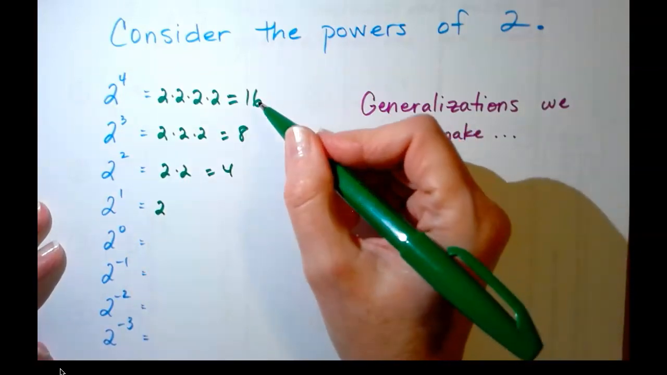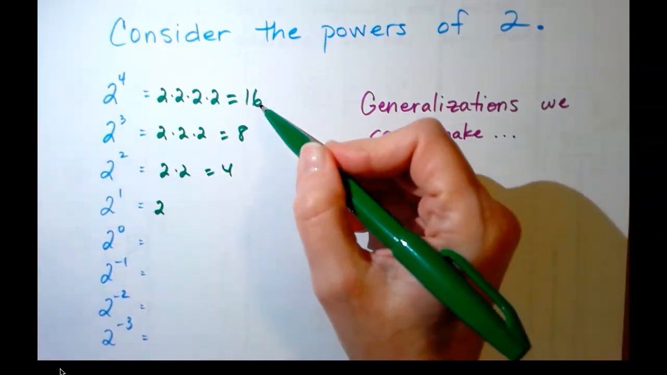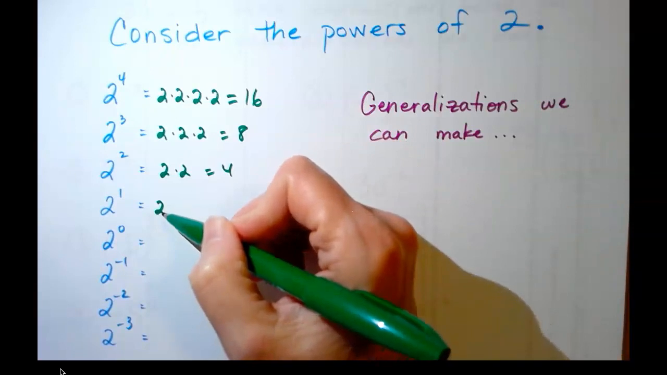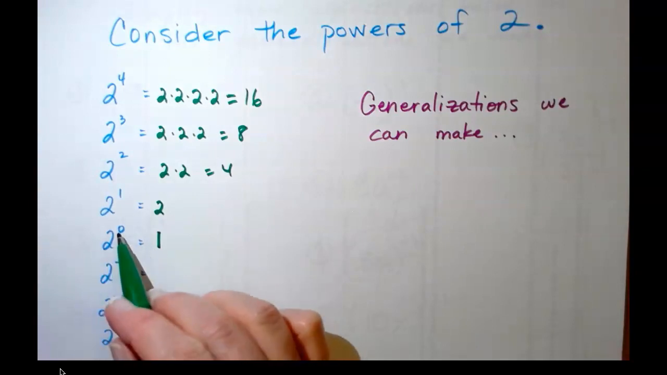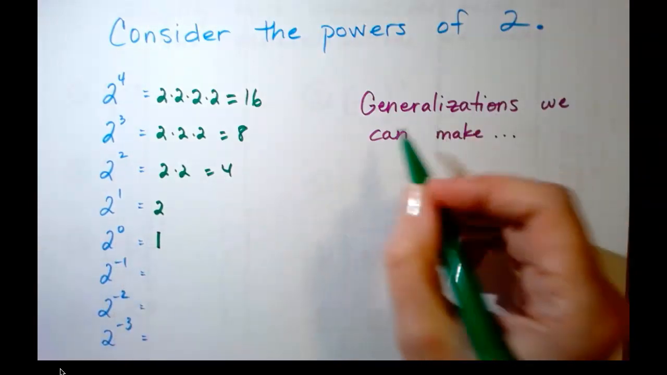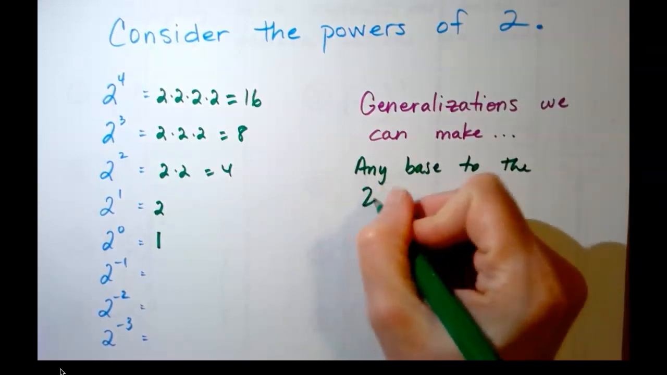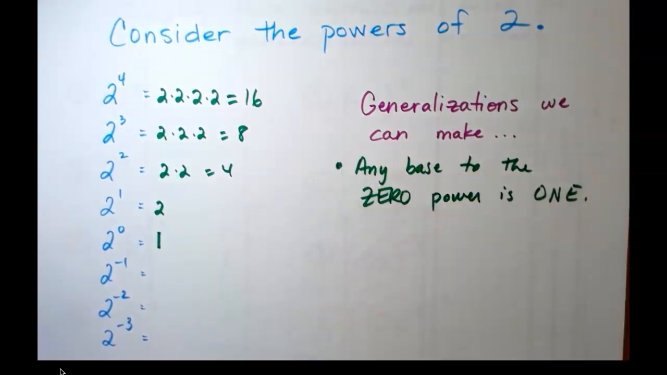So look at what's happening here. 2 to the fourth is 16. 2 to the third is 8. 2 squared is 4. 16 divided by 2 is 8. 8 divided by 2 is 4. 4 divided by 2 is 2. Therefore, 2 divided by 2 would be 1 if we continue the pattern here. And that is correct. 2 to the 0 is 1. And we can make a first generalization here: any base to the 0 power is 1. It works every time in every sequence of powers.